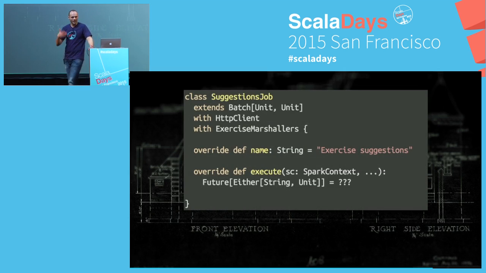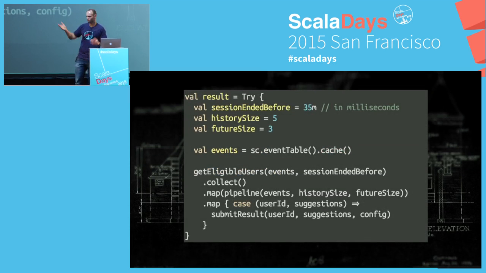In Spark, we have actually written a suggestion job which extends our batch, but which represents the main principle. We have a job that executes every so many seconds. It operates on the Spark context, and it does this simple flow.